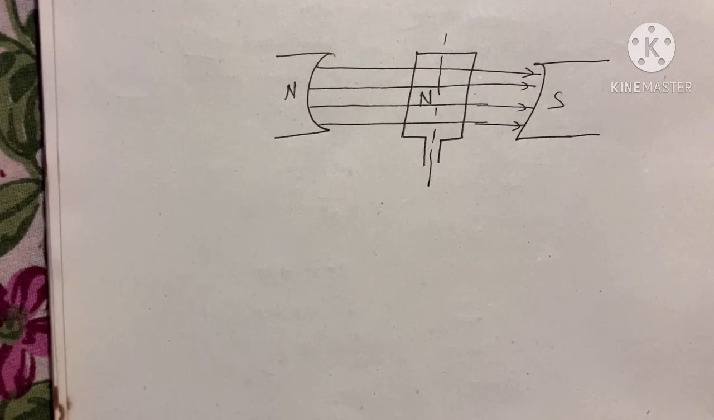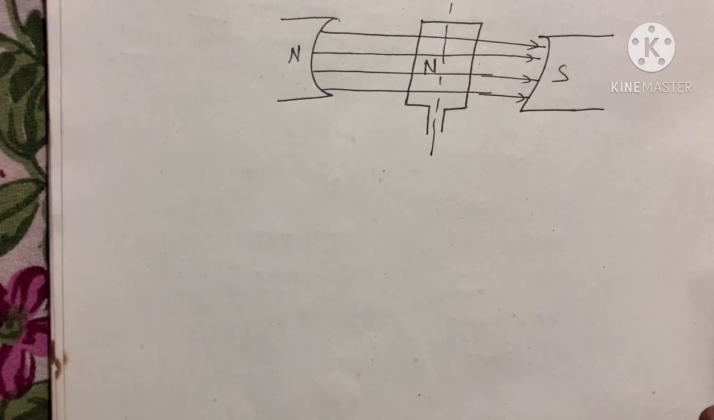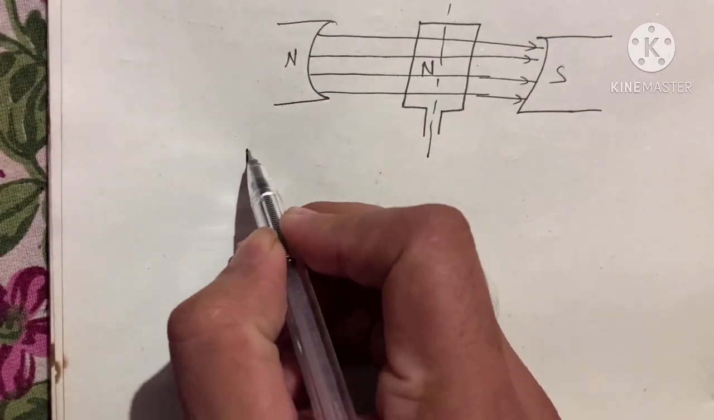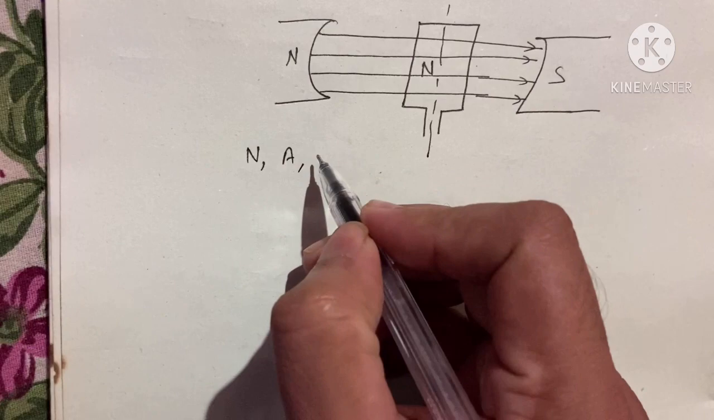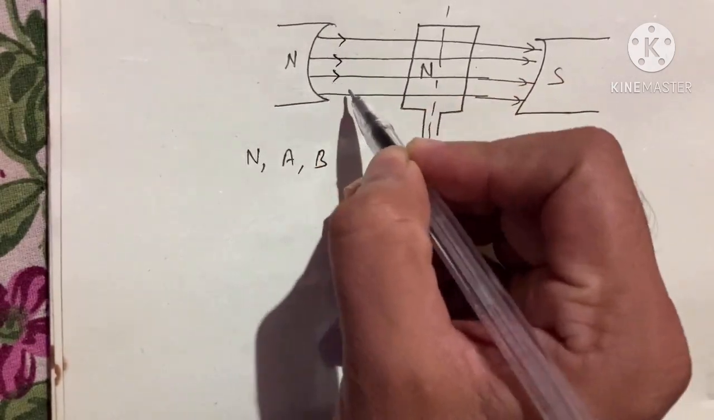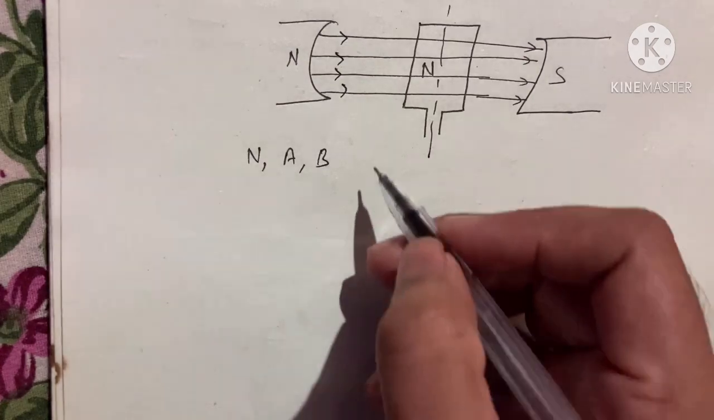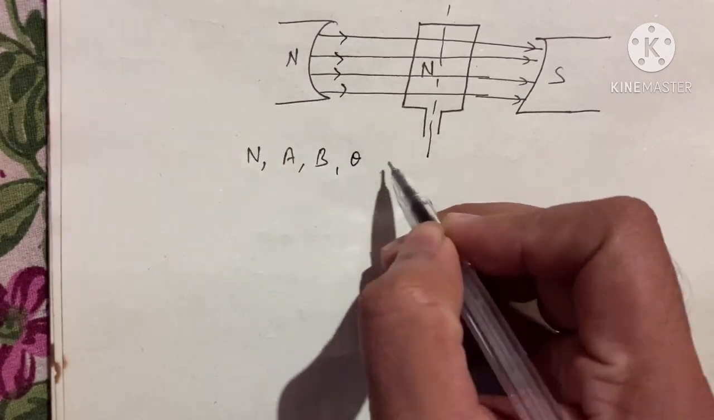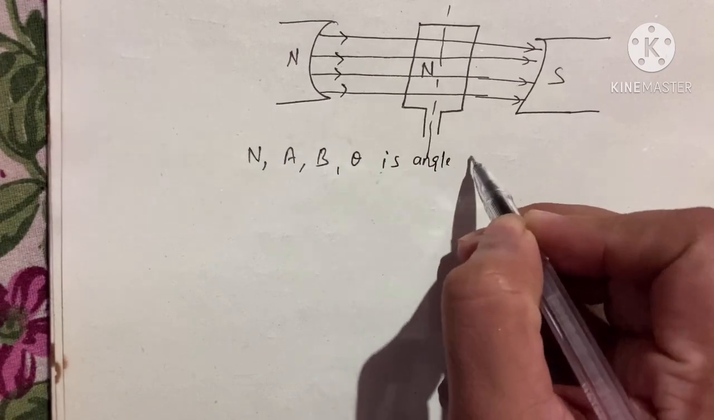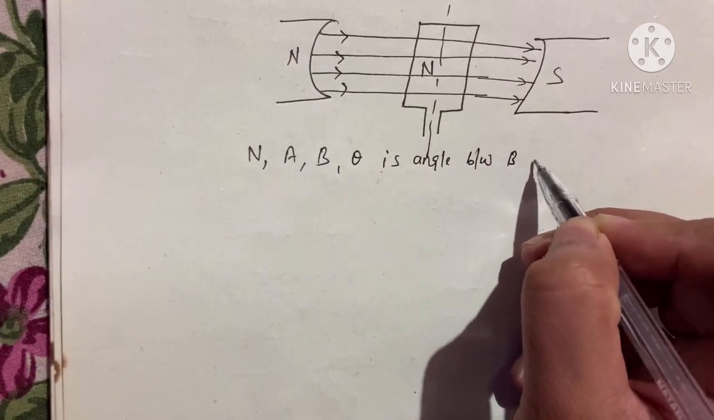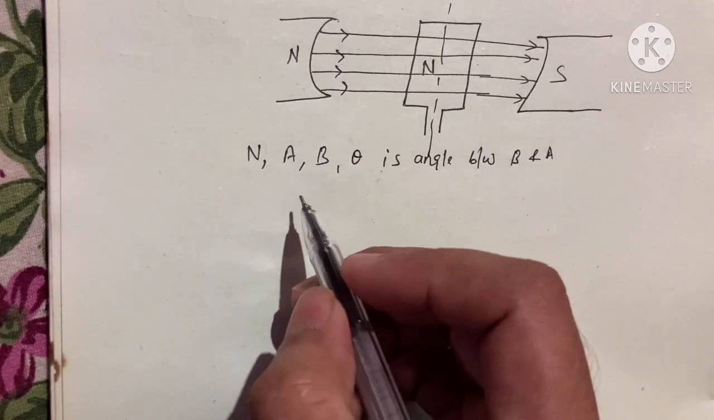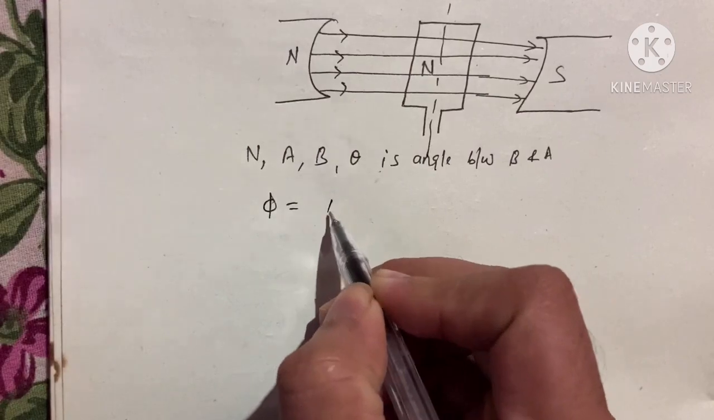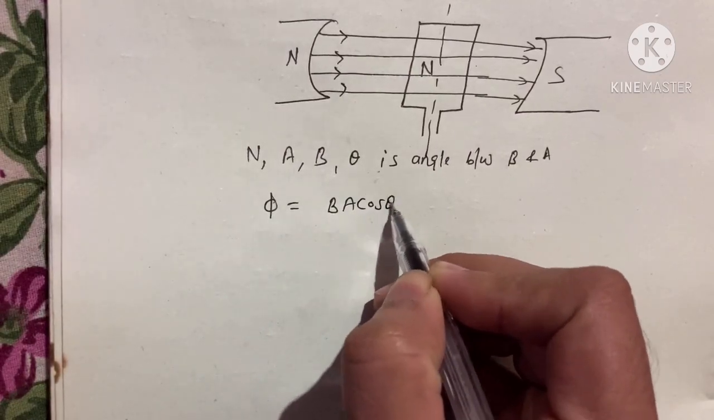okay. And when we do the derivation, suppose n is the number of turns in the coil, A is the area of the coil, and B is the magnetic field produced by this horseshoe magnet, and suppose theta is the angle between the magnetic field and the area. So at an instant, when we find the flux, flux is given by BA cos theta.